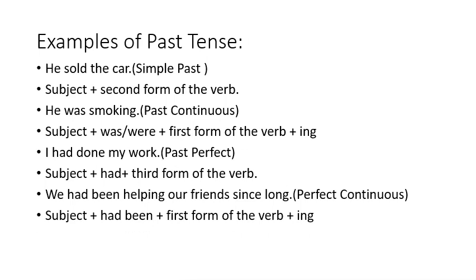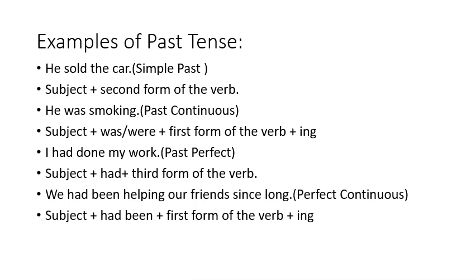Moving ahead, next with the past tense. In simple past, we have our sentence as he sold the car. Here the subject is he, followed by the second form of the verb V2, and the rest follows under object.